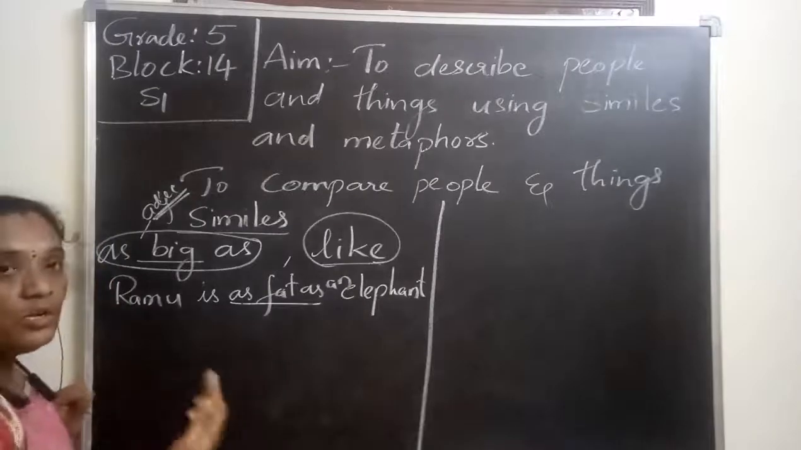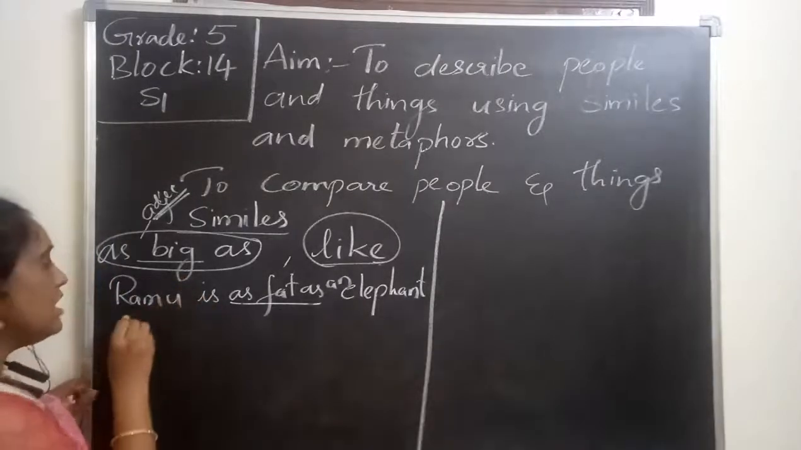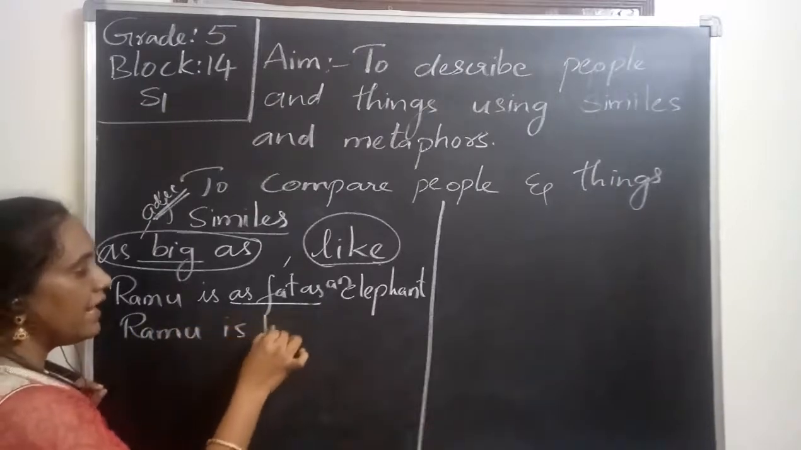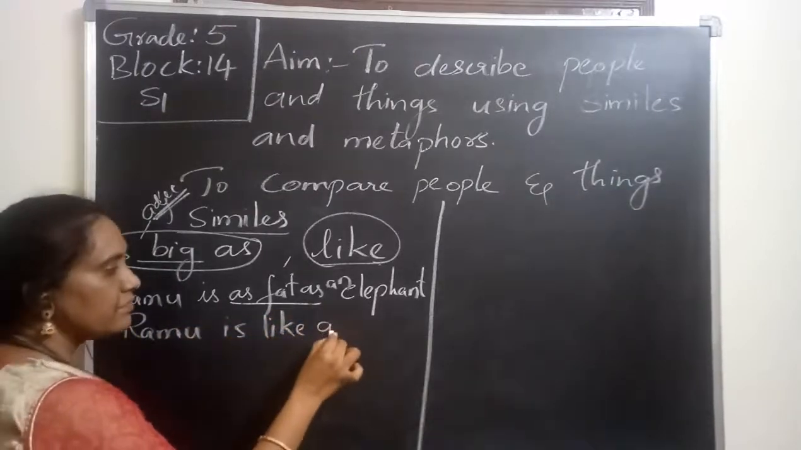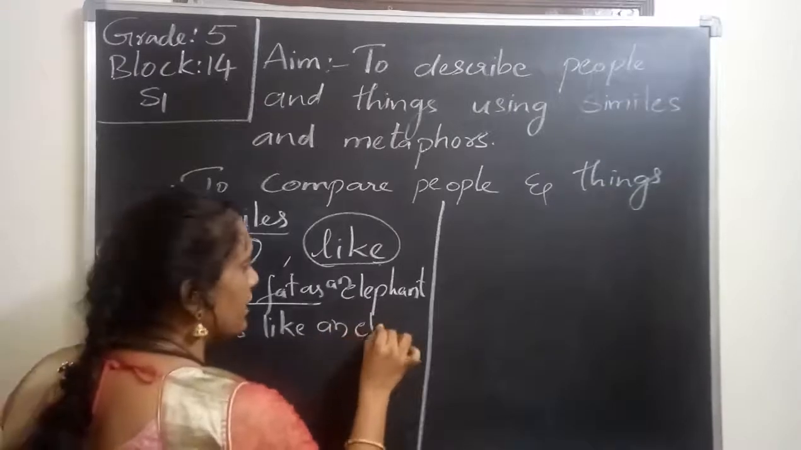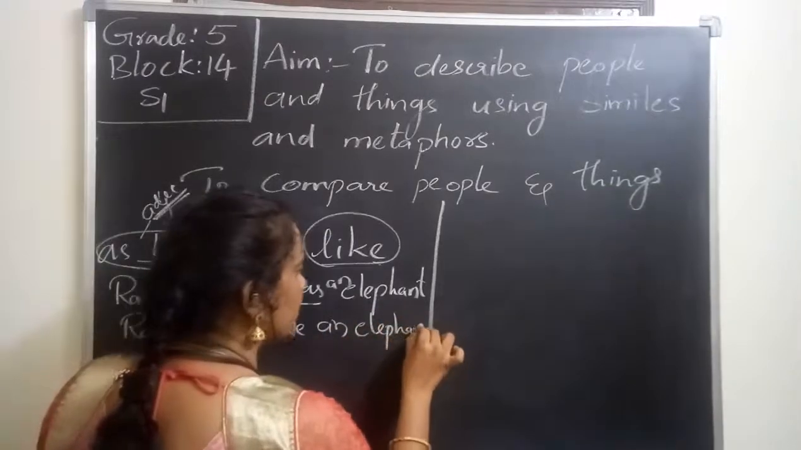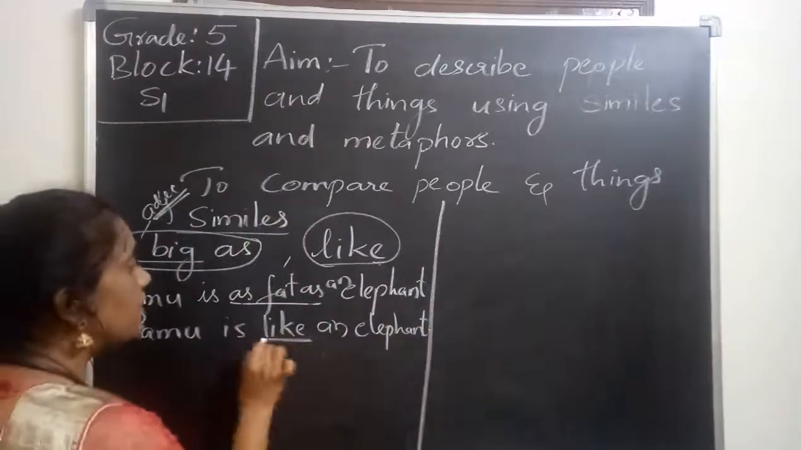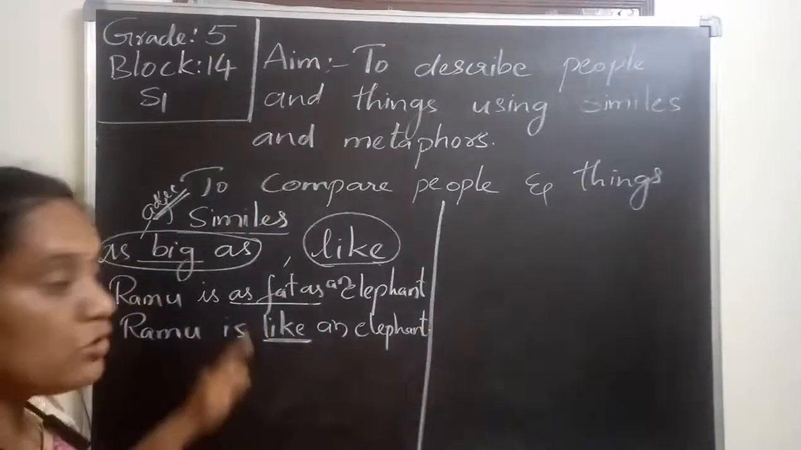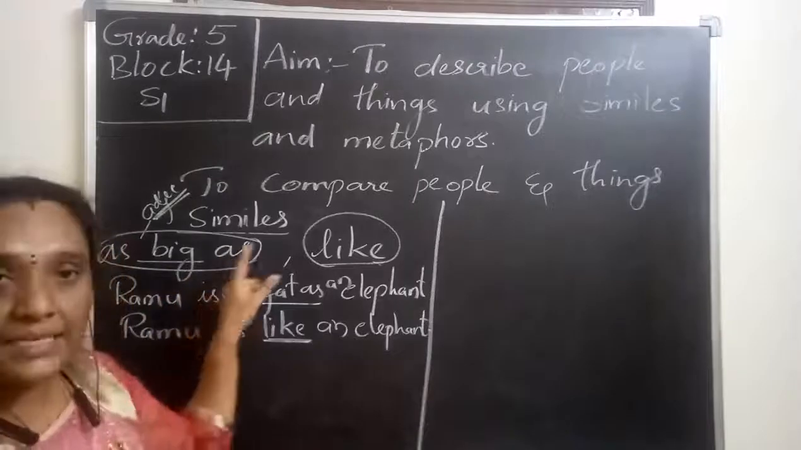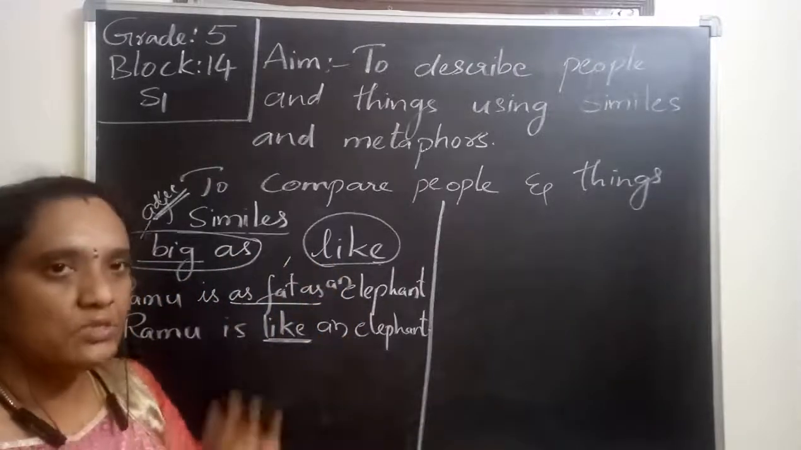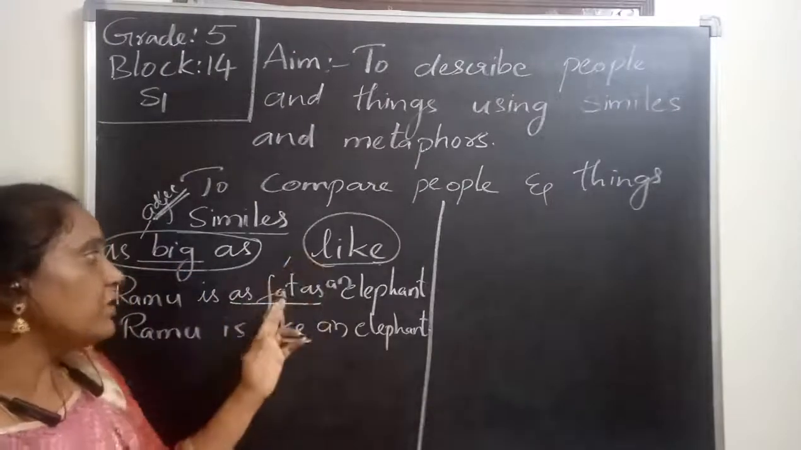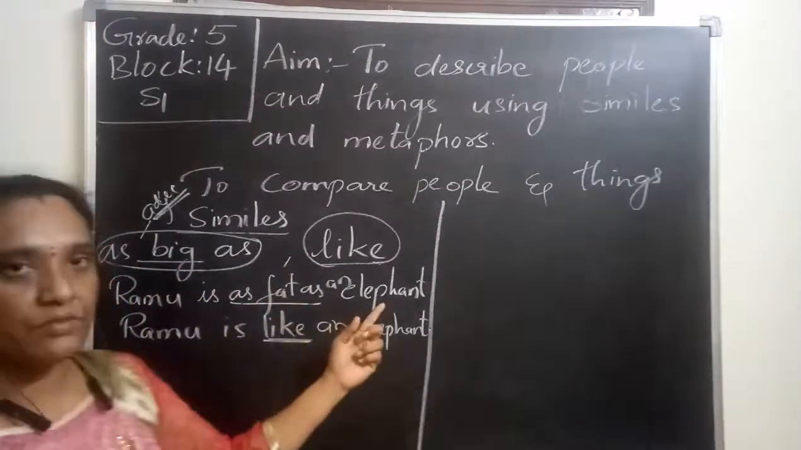Otherwise, if we want to make another simile with "like", see, we can write it as Ramu is like an elephant. Like an elephant. So here also we can say Ramu is compared with an elephant only, but the word "like" is used. So it is also a simile. So in similes we use "as" and "like" to compare the things. Because we are talking about fat, we compared with an elephant.